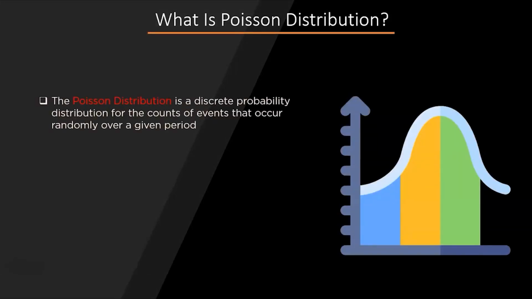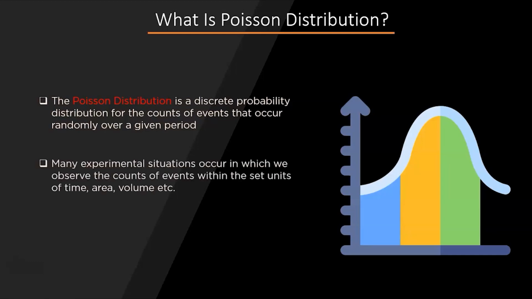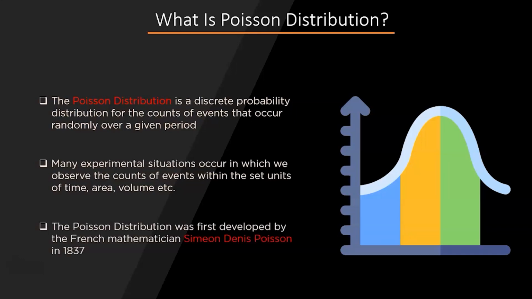A Poisson distribution is a probability distribution used in statistics to show how many times an event is likely to happen over a given period of time. To put it another way, it's a count distribution. Poisson distributions are frequently used to comprehend independent events at a constant rate over a given interval of time. The Poisson distribution was developed by French mathematician Simon Denis Poisson in 1837.